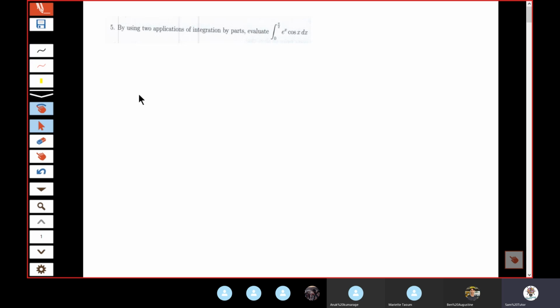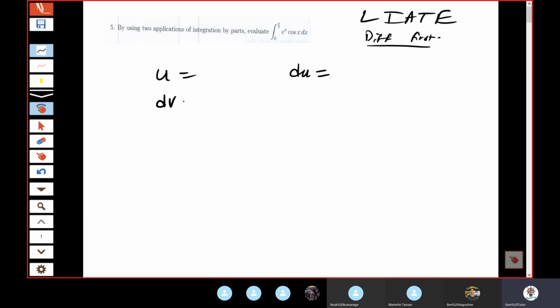It says by using 2 applications of integration by parts, evaluate the integral from 0 to pi on 2 of e to the x cos x dx. Before we start, we need to follow this acronym. It does help, and it tells you which one you should differentiate first. So then we had u, du, dv, and v.